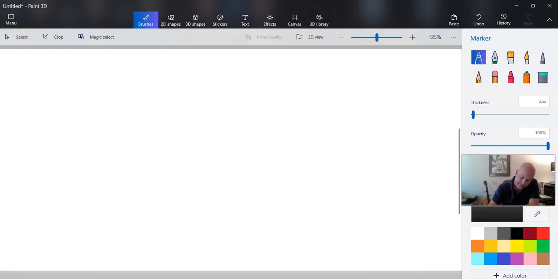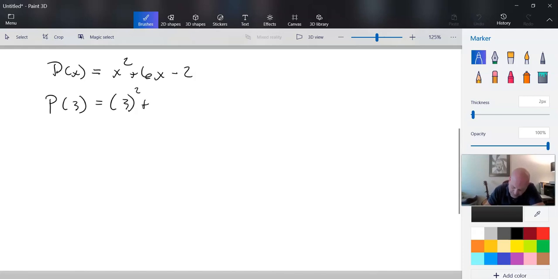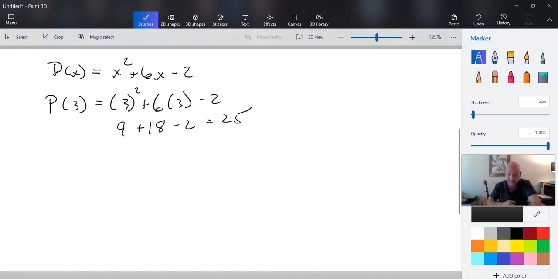So let's say I have, and we've seen this one before, let's say P of x is equal to x squared plus 6x minus 2. Okay, so that's a polynomial. We've actually used that in an example already. And let's just say I want to figure out P of 3. Now you could plug in 3. You get 3 squared plus 6 times 3 minus 2. That gives me 9 plus 18 minus 2, which is 25. No big deal. We got 25.